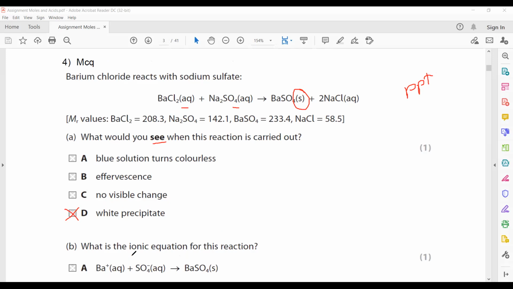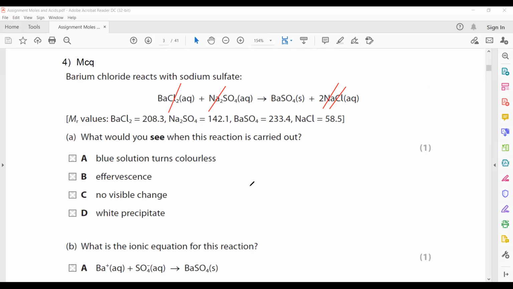Then write the ionic equation for this reaction. Those who want to participate can also state their answer in the chat. So how do we write an ionic equation? First we cancel out the common ions in aqueous. Chloride ion is common, so we cancel out chloride. Sodium is common in aqueous, so we cancel out sodium. What we are left with is the ionic equation.